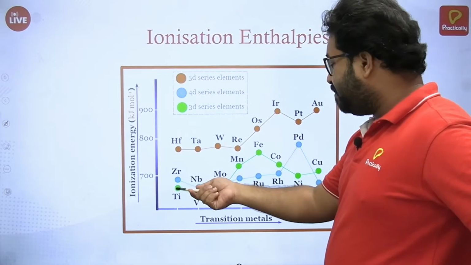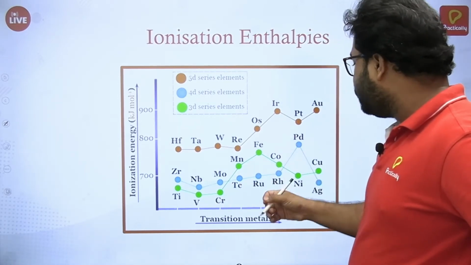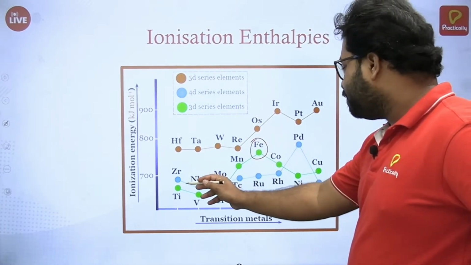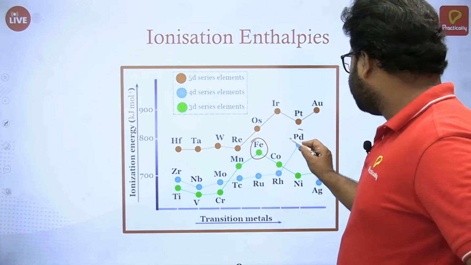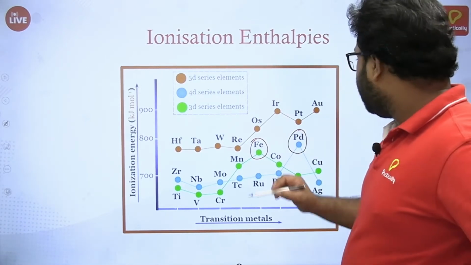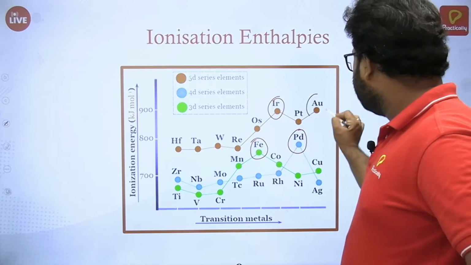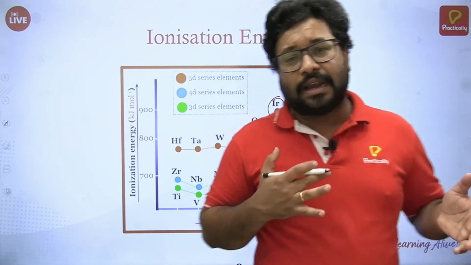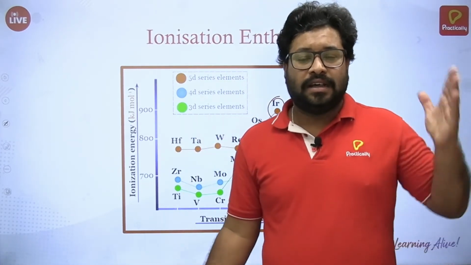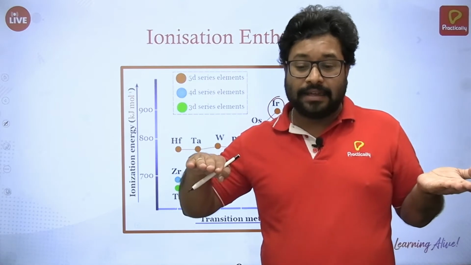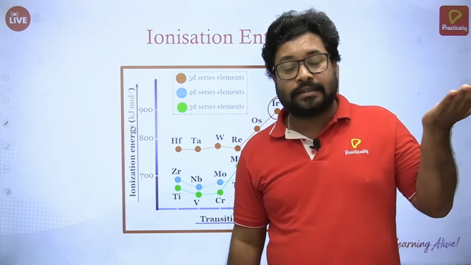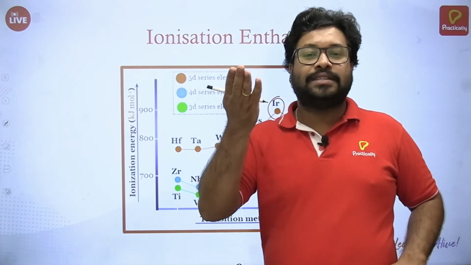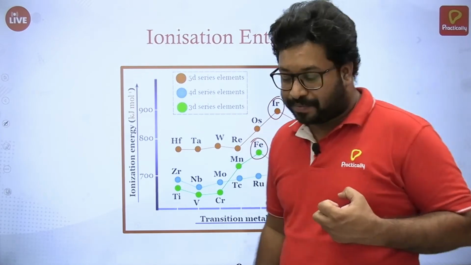So when you go from scandium, titanium, vanadium, chromium, manganese, iron, cobalt, iron seems to have the highest ionization energy. Similarly, in the 4D elements, palladium seems to have the highest ionization enthalpy. And lastly here, iridium, Au, they seem to have the highest ionization enthalpy. Okay, ionization enthalpy obviously has a relationship with the size. Ionization enthalpy and size are inversely related. Larger the size, lesser is the ionization enthalpy. Smaller the size, larger is the ionization enthalpy, and so on.